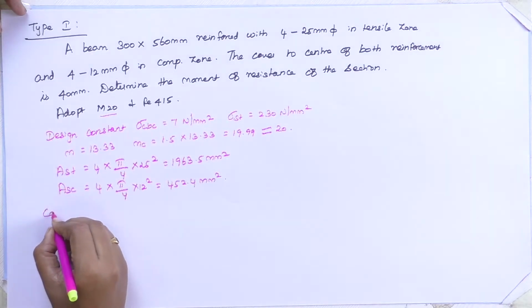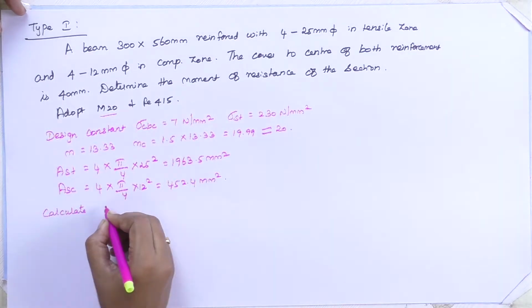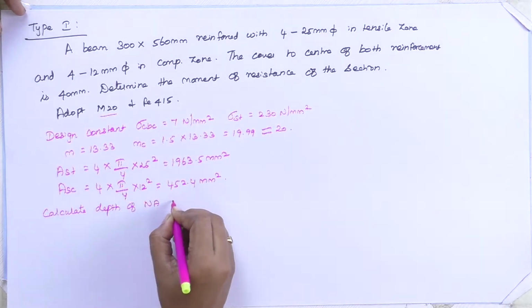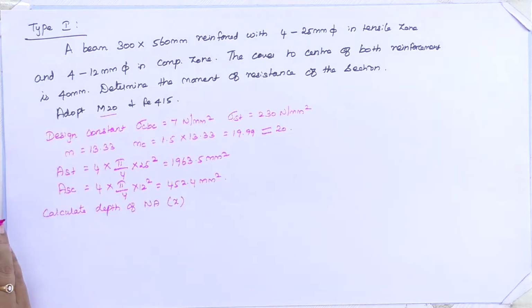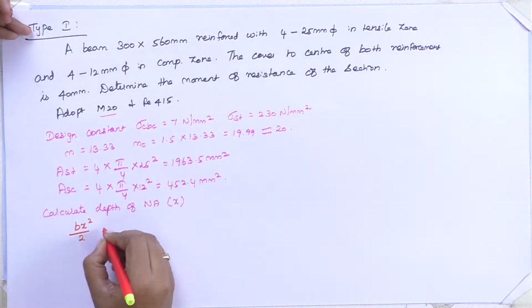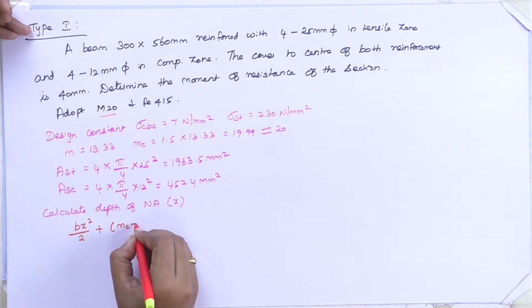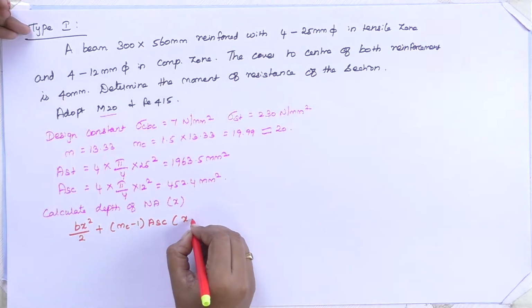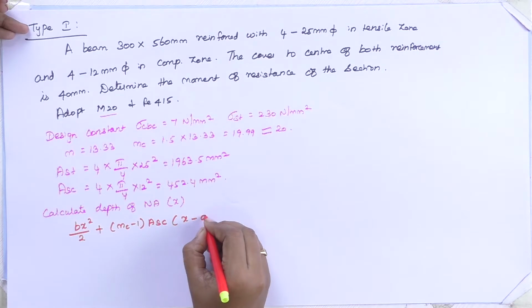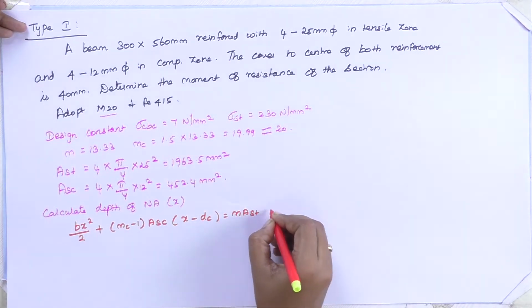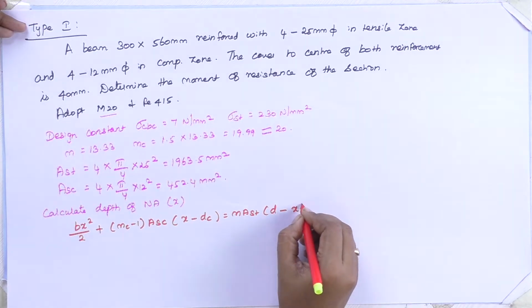Now calculate the depth of neutral axis, that is the x value. How to calculate the depth of neutral axis? We know the formula: b x squared divided by 2 plus (m minus 1) into ASC into (x minus dc), that is equal to m into AST into (d minus x).